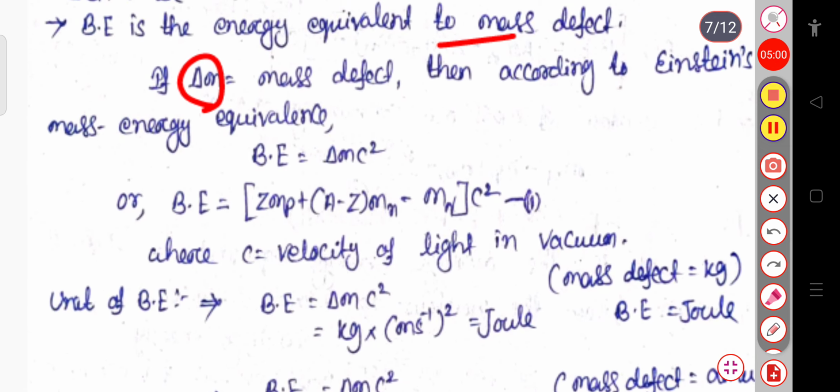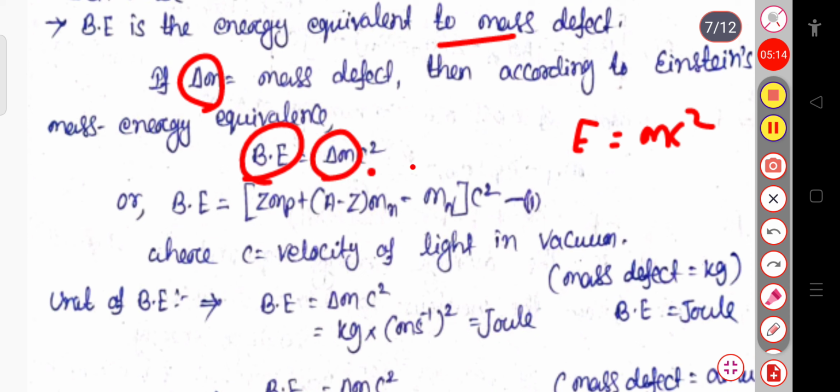Energy can be written, according to Einstein's relation, as E = mc². So if I write this energy in terms of the binding energy, it will be simply equal to the mass defect, delta m, into c². It is called the mass defect because a slight change in the mass causes the defect. That's why its name is mass defect.